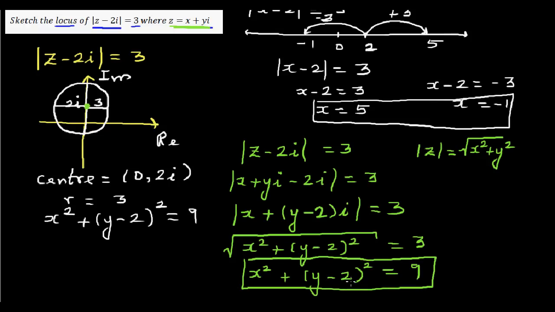And if you want to go backwards, this has a center of 0 comma 2i and a radius of 3. I hope you know the equation of a circle is x minus a the whole squared plus y minus b the whole squared is equal to r squared, where the center is a comma b and the radius is r.